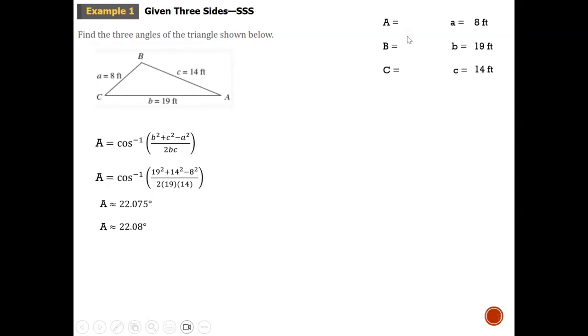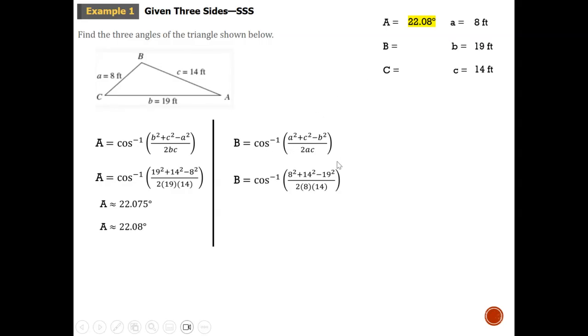That will be angle A. Now, I'm going to continue with the same formula because this is not that hard. After you have the formula, all you do is plug in the values and use the calculator. So I'm going to stick to this instead of using the law of sines. Again, my A is 8, so it'll be 8 squared, plus my C is 14, so plus 14 squared, minus my B is 19, minus 19 squared, over 2 times 8, which is A, times 14, which is C.